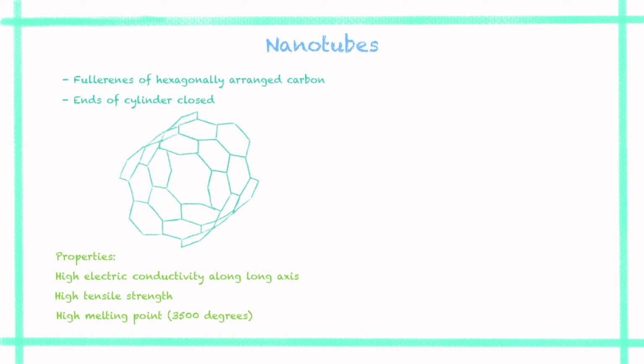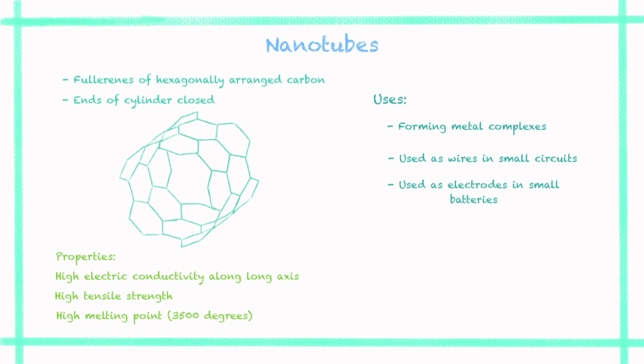Here are some examples where nanotubes are applied. Nanotubes are used in forming metal complexes, making the metal stronger. They are also used as small wires in the mini circuits and electrodes in small batteries. They are incorporated into clothing and sport equipment to make them stronger. And lastly, they are used in some cancer treatments.